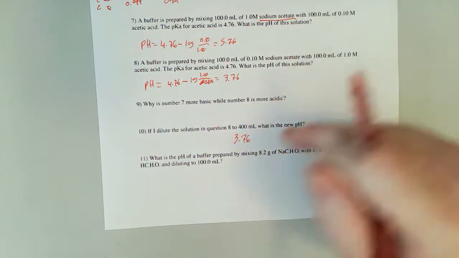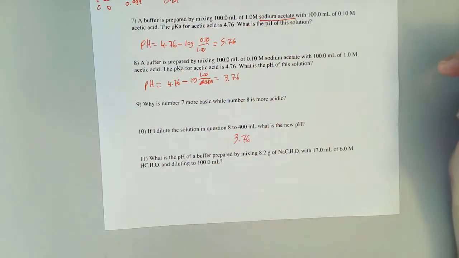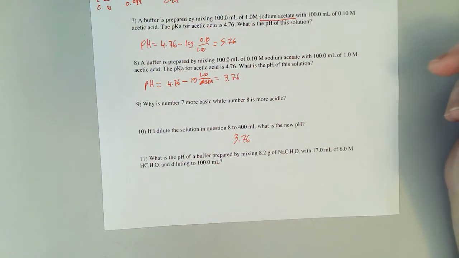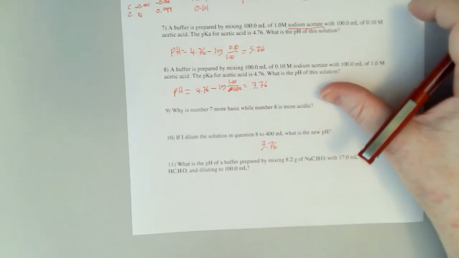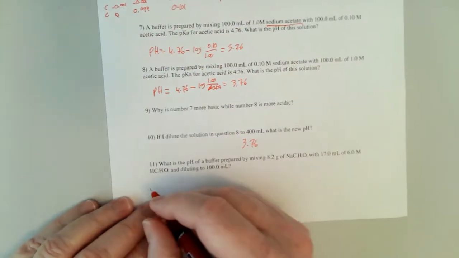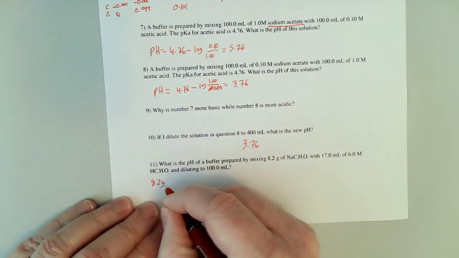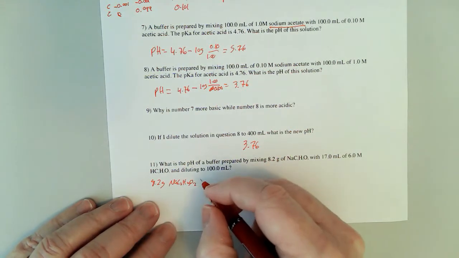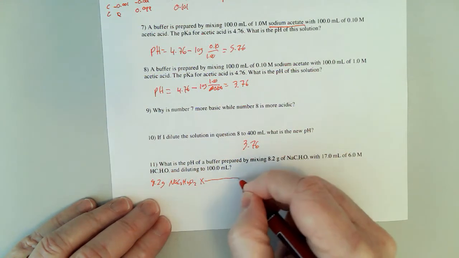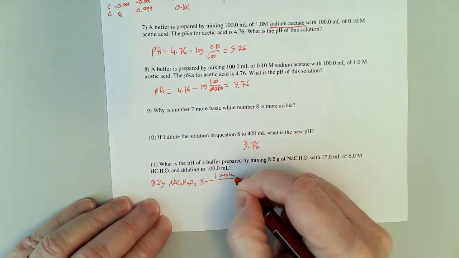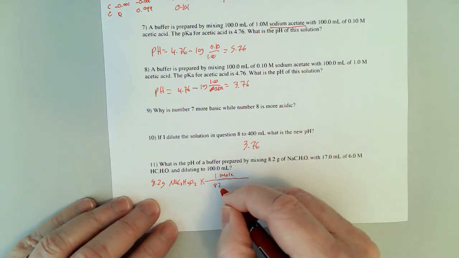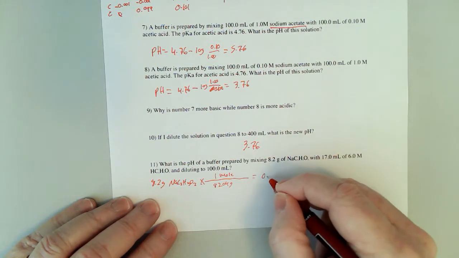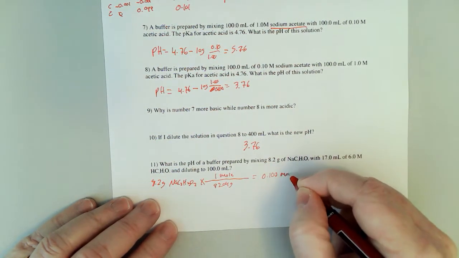Okay, now this is an interesting question that was meant to lead you into a lab that we were going to do in class. Okay, so we have 8.2 grams of NaC2H3O2. I'm going to change that into moles. 1 mole, the molar mass is 82.04. And that equals 0.100 moles.